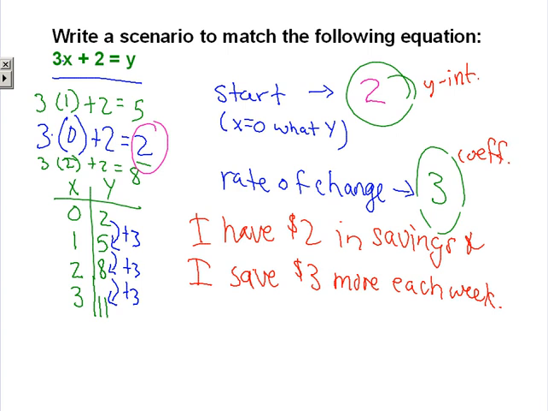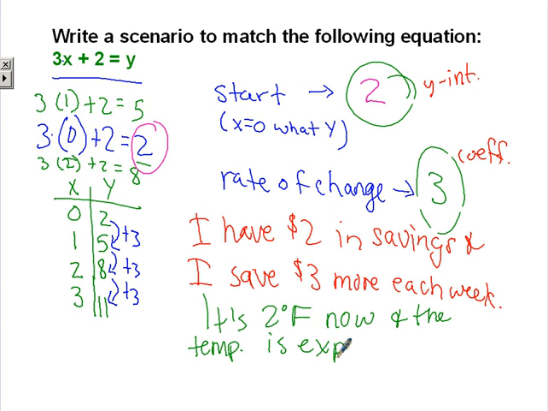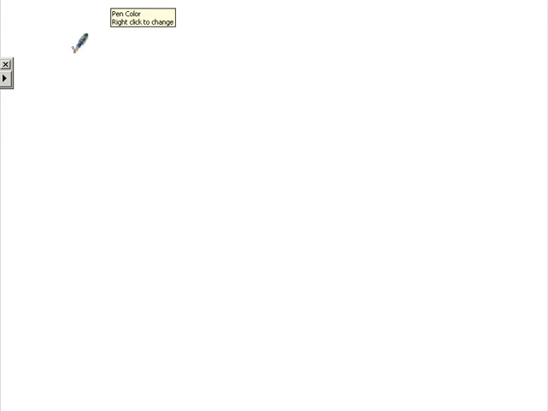Let's say if we did temperature instead, I could say it's 2 degrees Fahrenheit now, and the temperature is expected to rise 3 degrees every hour. It's important that we do say every hour or every week to show that it will continually go up by 3.